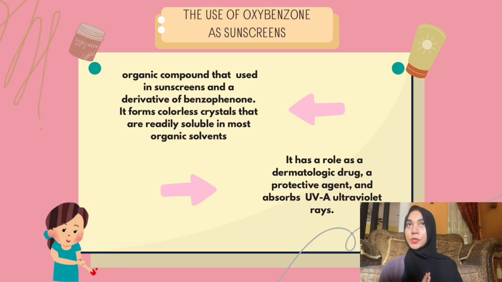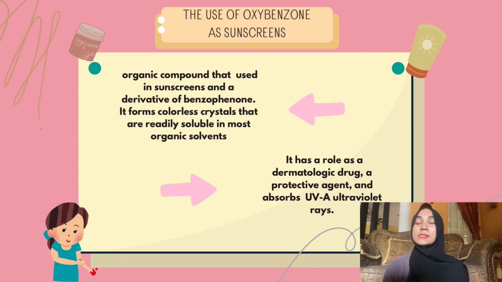So, first of all, I'm going to talk about the use of oxybenzone as a sunscreen. At this point, we're all aware of the importance of wearing sunscreen regularly to protect our skin from the sun's harmful ultraviolet rays. And we know that one of the most popular ingredients in sunscreen is oxybenzone. So, what is oxybenzone? Oxybenzone is an organic compound that is used in sunscreens. It is a derivative of benzophenone. It forms colorless crystals that are readily soluble in most organic solvents.